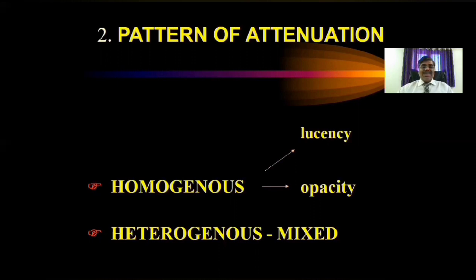Okay. So coming to the second feature, that is the pattern of attenuation. Some radiologists prefer the term internal structure for pattern of attenuation. So either radiolucency or radiopacity can be either homogeneous or heterogeneous. Either the lesion can be uniformly radiolucent or uniformly radiopaque, or there can be a combination of radiolucency and radiopacity. So we have two possibilities. One is homogeneous, another one is heterogeneous. Now let me show you an example for a homogeneous lesion.